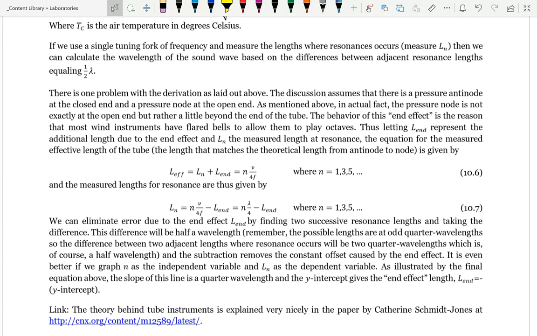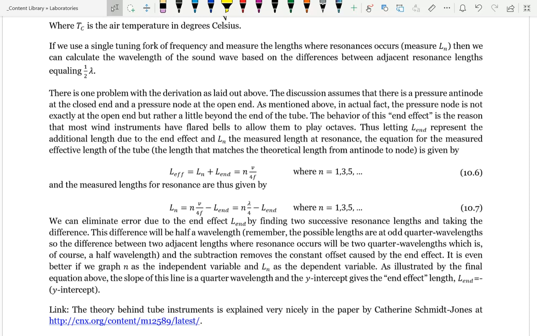And I said that at the open end of the tube, what's the pressure? Should be 1 atmosphere. But the simple fact is, it's not going to be 1 atmosphere immediately at the end of the tube. It's going to be a little bit outside of the tube where it reaches 1 atmosphere pressure and stays there. So it turns out that the pressure node is not at the end of the tube, but a little beyond it. So that means I have to modify my equation.